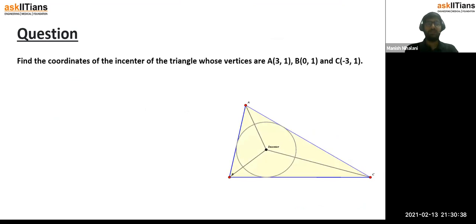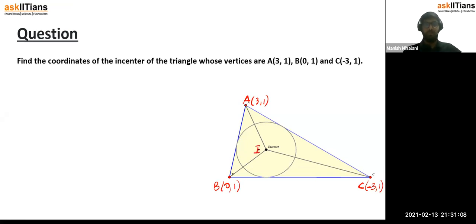So we have a question. It says find the coordinates of the incenter of a triangle whose vertices are A (3, 1), B (0, 1) and C (-3, 1). You have to find the coordinates of the incenter, I.